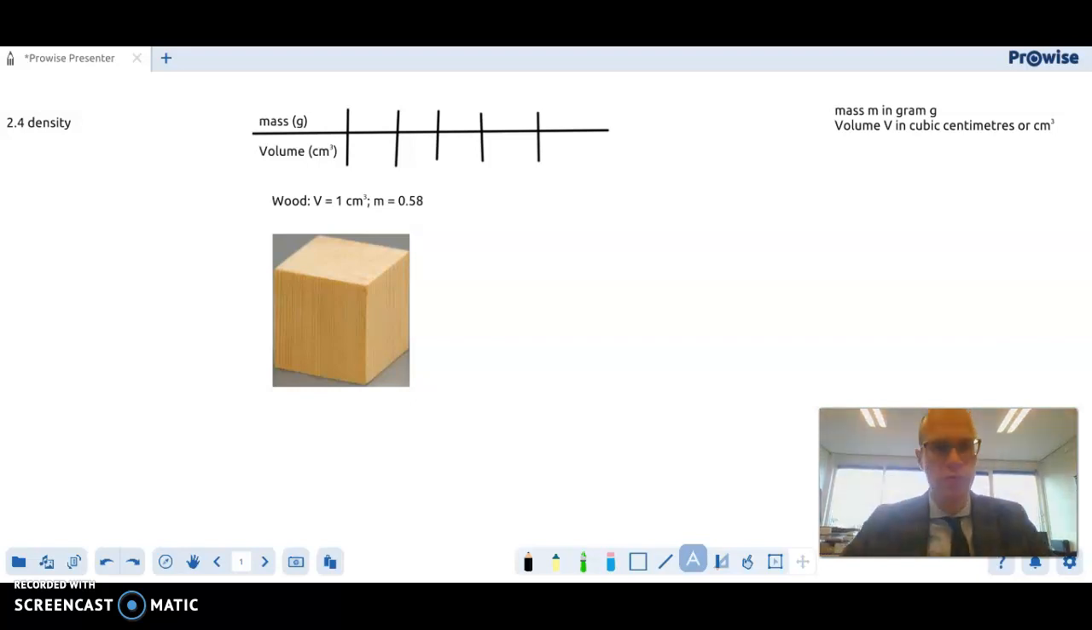Welcome in this new movie of science. It's about paragraph 2.4, and paragraph 2.4 is about density. And for density, we need to take a look at the mass and the volume.